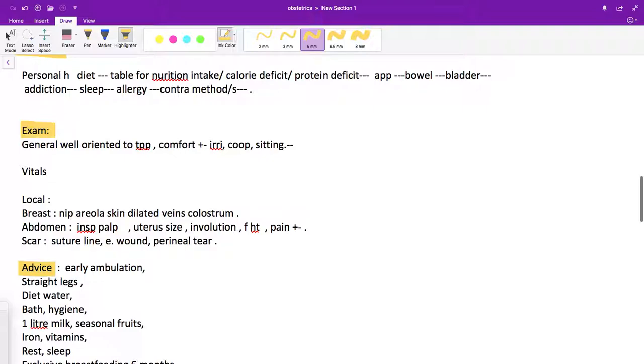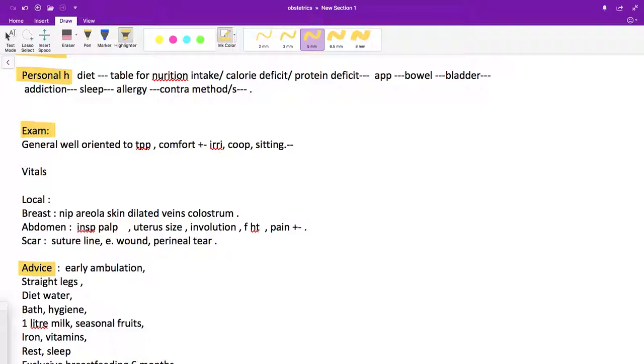Now coming to personal history. This is again very important, and no matter how much we stress, you can never ever miss personal history, because it includes so many factors and we have to take it meticulously. In this there are 3 A's and 2 B's. A is for appetite, addiction, and allergy. B is for bowel and B is for bladder. Diet is a different thing, so first you take diet.